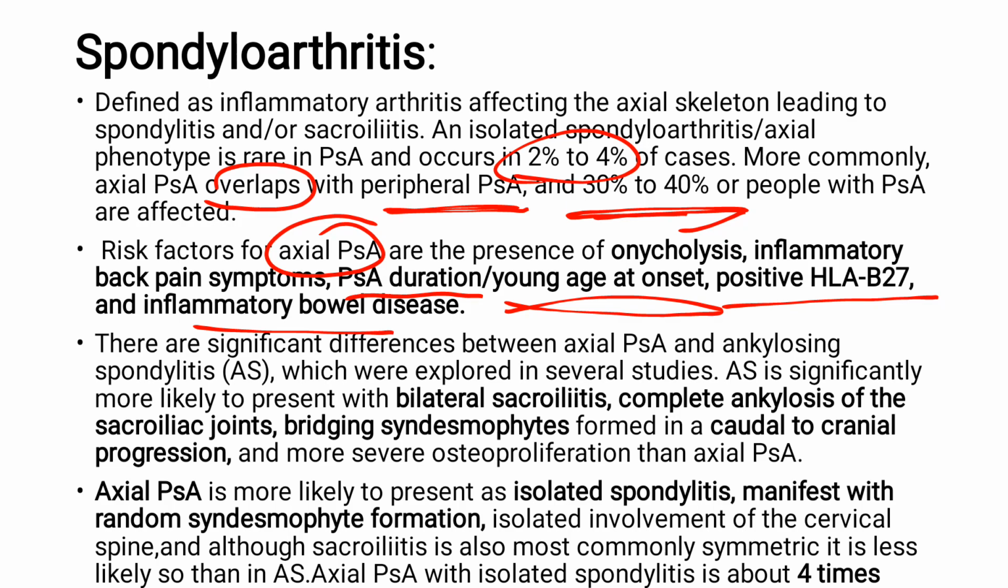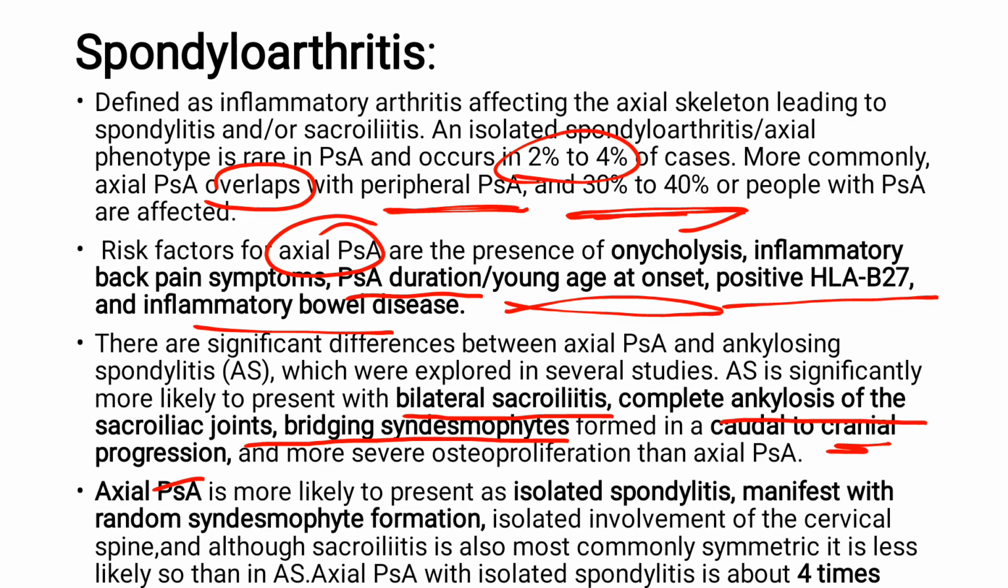There are significant differences between axial psoriatic arthritis and ankylosing spondylitis, which were explored in several studies. Ankylosing spondylitis is significantly more likely to present with bilateral sacroiliitis, complete ankylosis of the sacroiliac joint, and bridging syndesmophytes formed in caudal to cranial progression. More severe osteoproliferation than axial psoriatic arthritis.